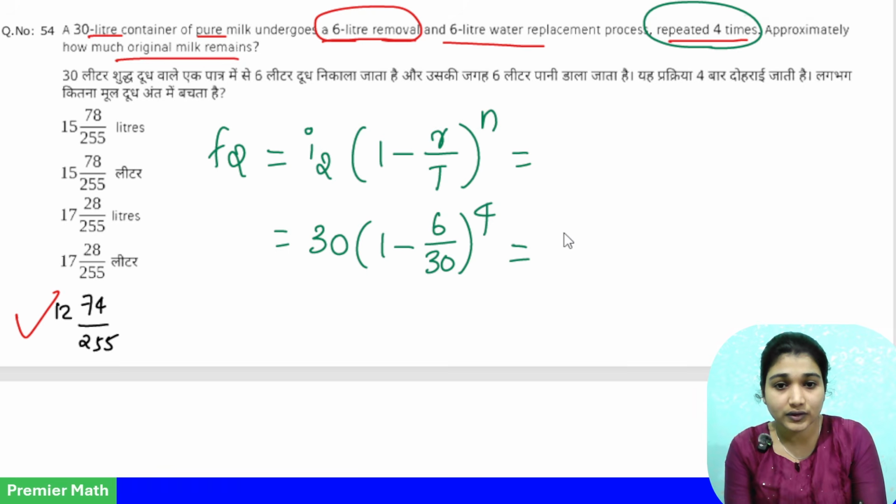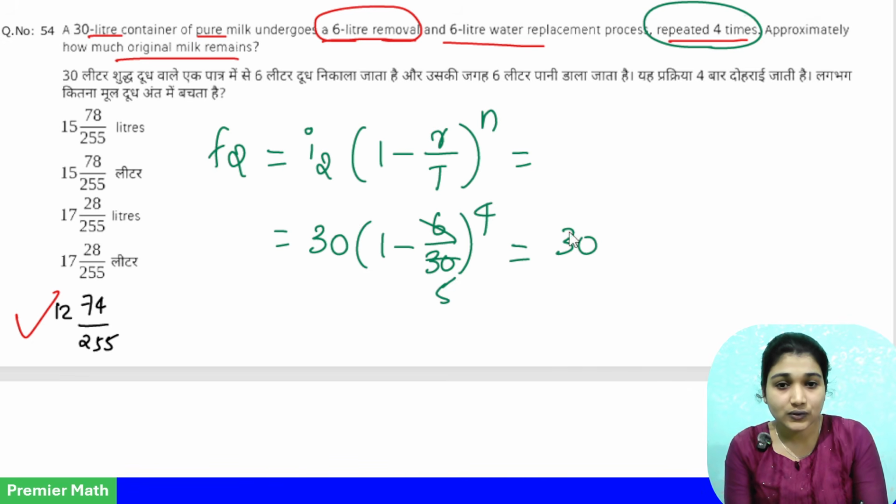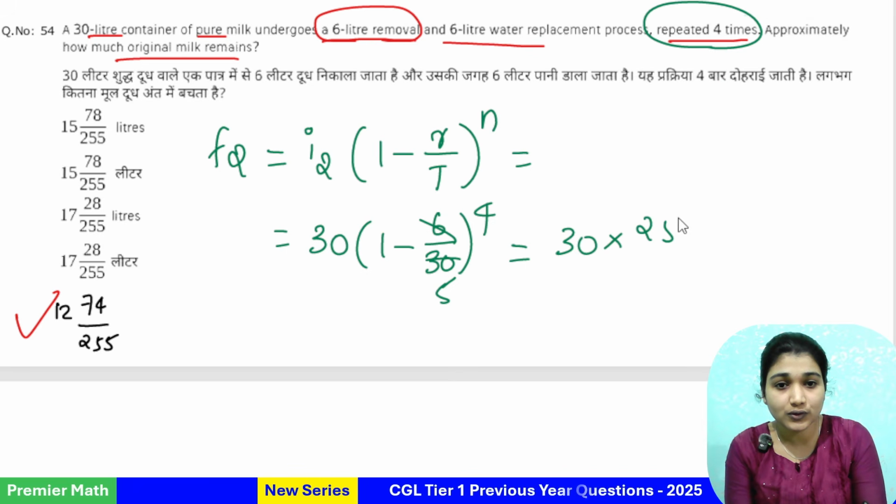And if you solve this, this is equal to 30 into here 1 minus 1 by 5, means 4 by 5. So this is 4 raised to 4, means 4 square into 4 square, which is equal to 256. And here this is 5 square into 5 square. I can write it as 5 cube into 5. That is 5 into 125.